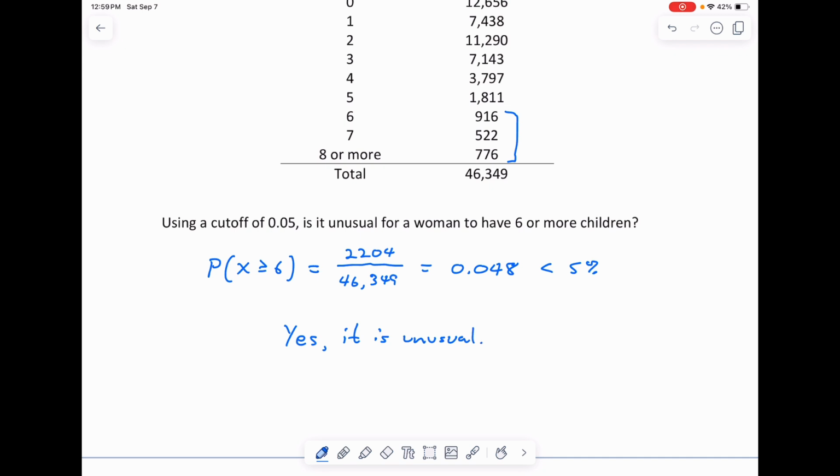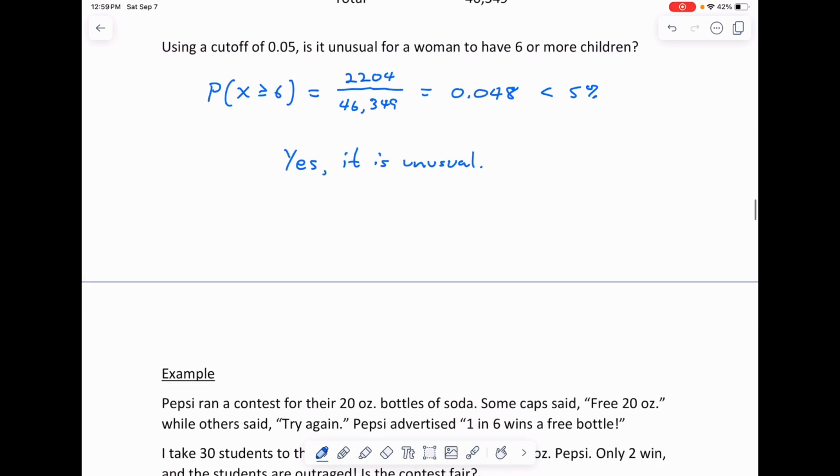All right. So that's just the idea of an unusual event. And like I said, it's kind of a preview to some much more important uses that we'll have with that in some future lessons.